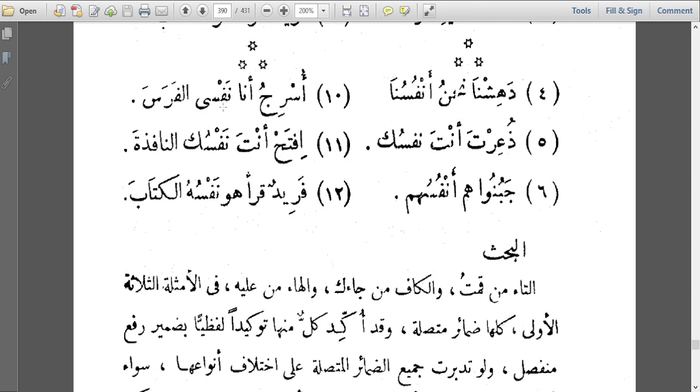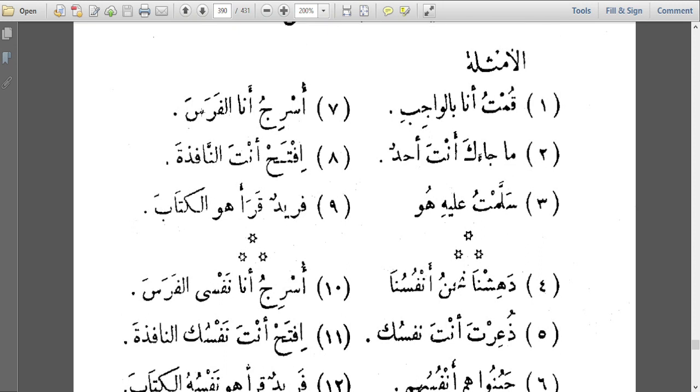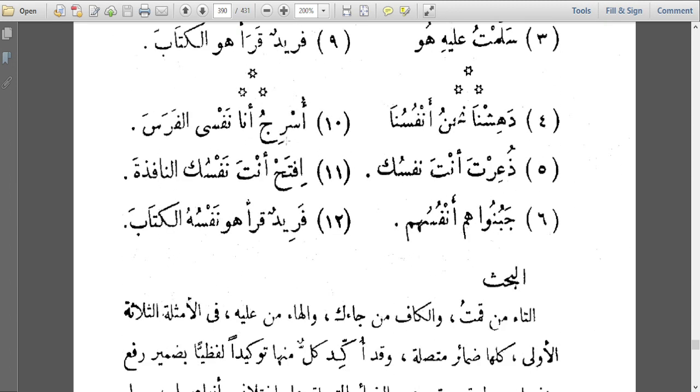It says usriju ana nafsi al-farasa. Now see the difference. Here it says usriju an al-faras. The pronoun is being emphasized by just this one. The fa'il here is being emphasized by this. Iftah anta qara'a huwa. But here the nafs is also employed. Usriju ana nafsi al-farasa. I myself, so it's an additional emphasis, an additional emphasis to just strengthen the sentence. Usriju ana nafsi al-farasa. I myself put the saddle on the horse.